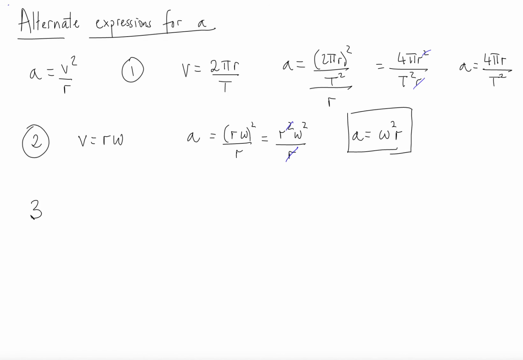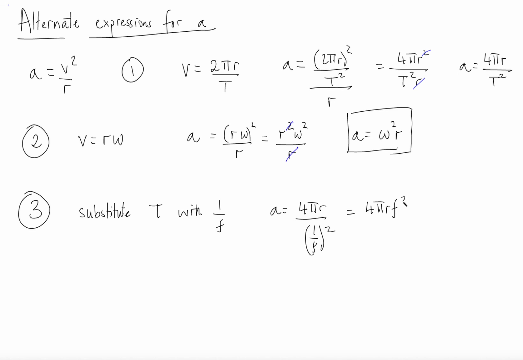There's also a final one, and that's just replacing the period here with 1 upon the frequency. So substitute t with 1 upon f, we get a equals 4 pi squared r over 1 upon f all squared, which is the same as 4 pi squared r f squared.